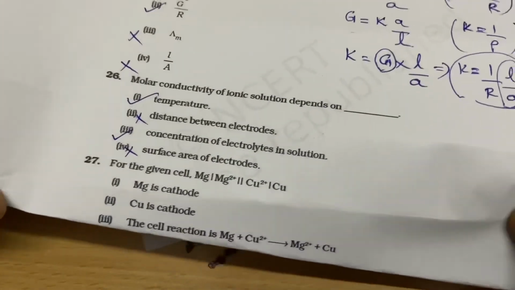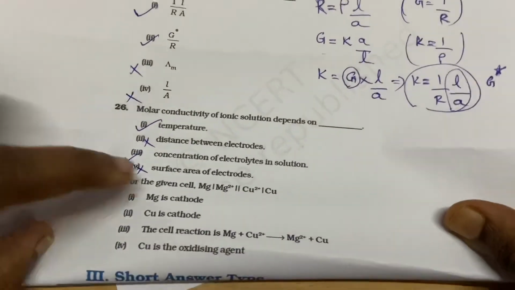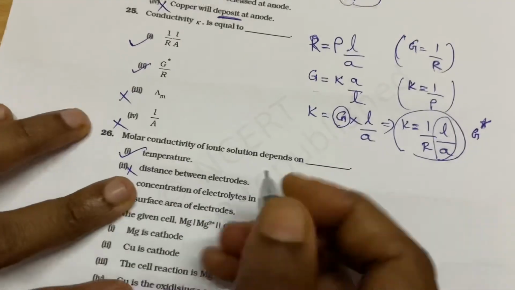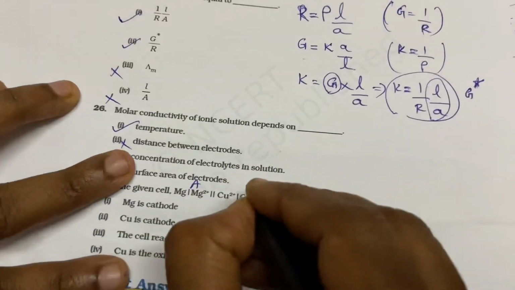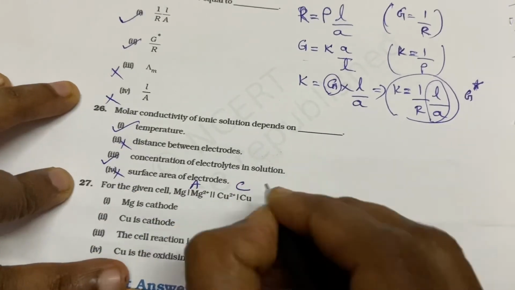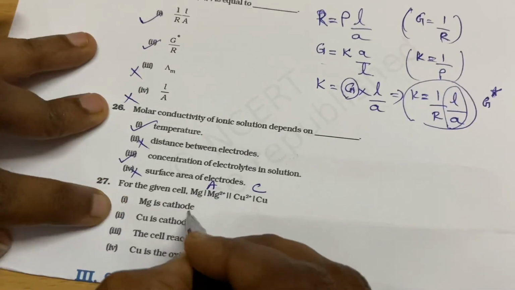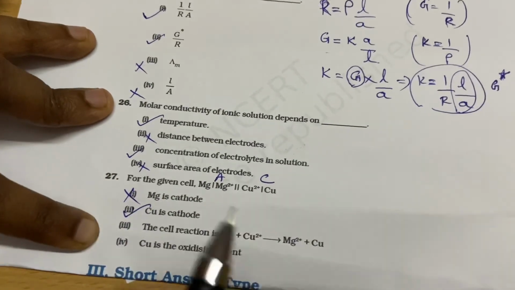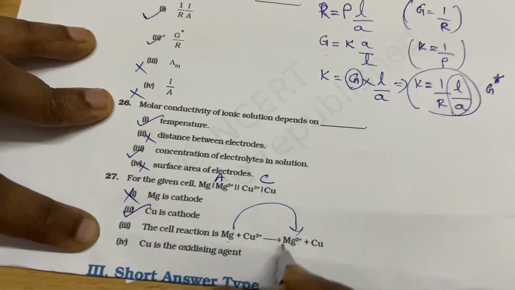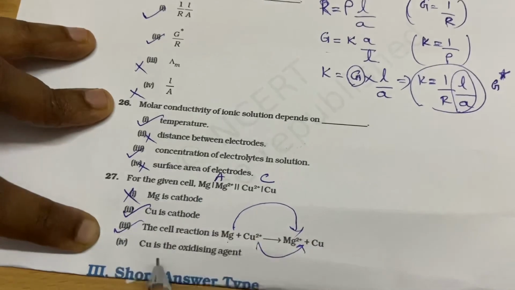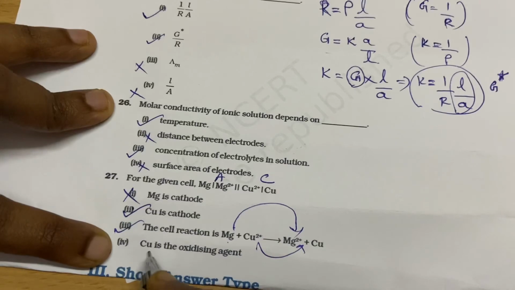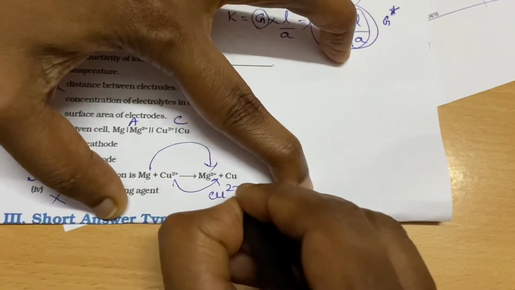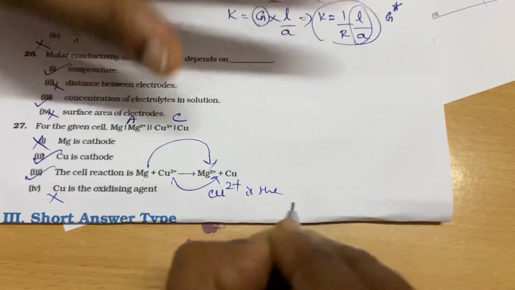For the given cell, magnesium and copper, which of the statements are correct? See here, this is acting as anode and it will undergo oxidation, and this is acting as cathode, undergo reduction. So magnesium is a cathode, no. Copper is the cathode, correct. The cell reaction is correct. Magnesium undergoes oxidation and copper undergoes reduction. Copper is an oxidizing agent, no, this statement is not correct. Not copper, copper 2 plus is the oxidizing agent here.